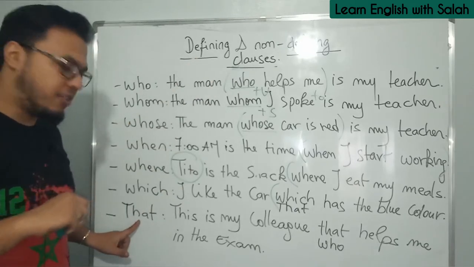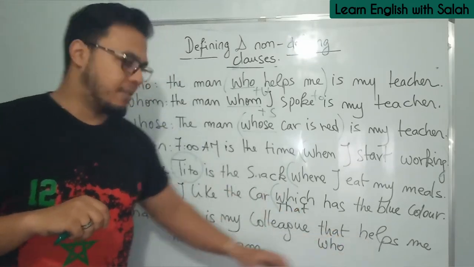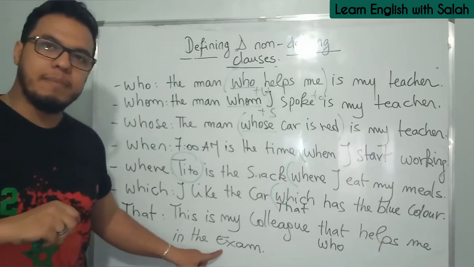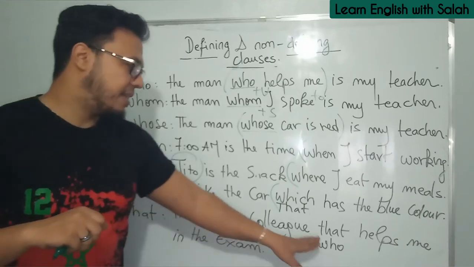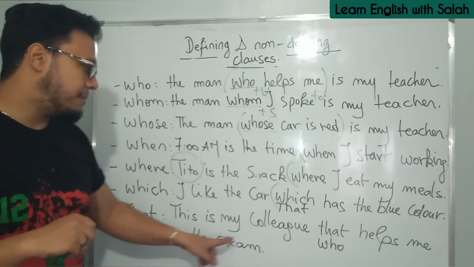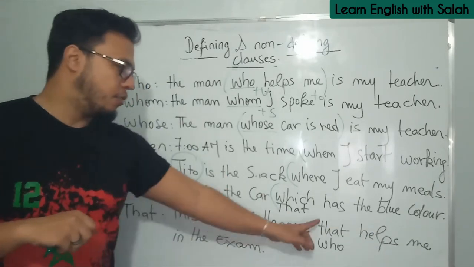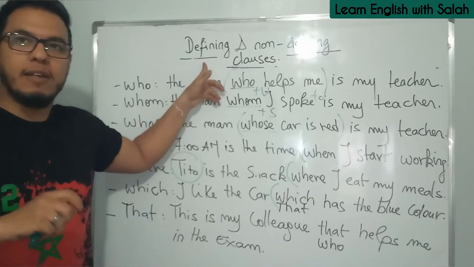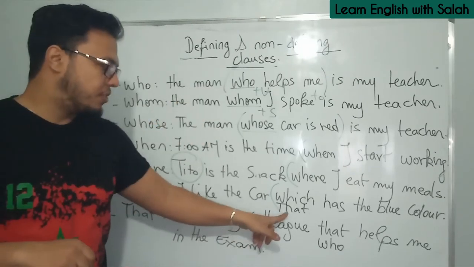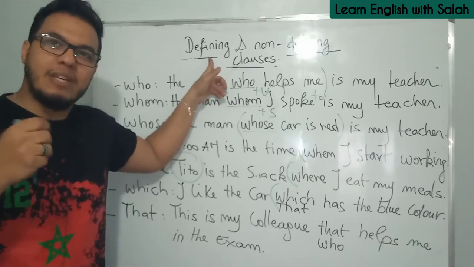We can say: this is my colleague that helps me in the exam. This is my colleague that helps me in my exam, or in the exam. Or we can say: this is my colleague who helps me in the exam. So who with that for people in a defining clause is correct. Which with that in a defining clause for things is correct.